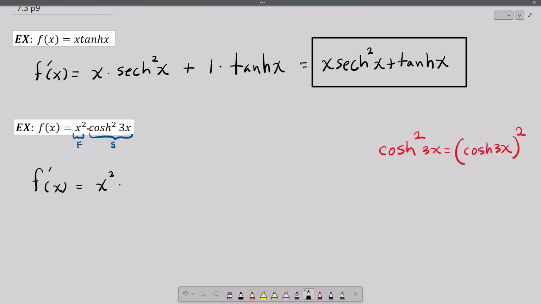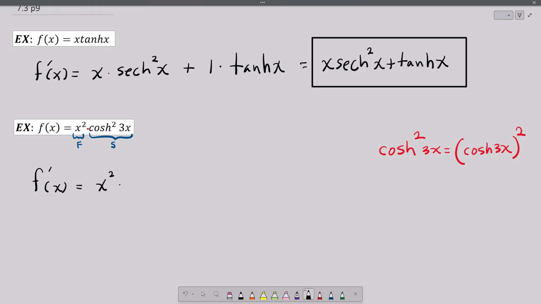So the derivative of second is our first real challenge. So when we're differentiating cos squared, the 2 is going to come down. We're going to get 2 cos of 3x. But then we also have to differentiate cos. So there's going to be a little more.